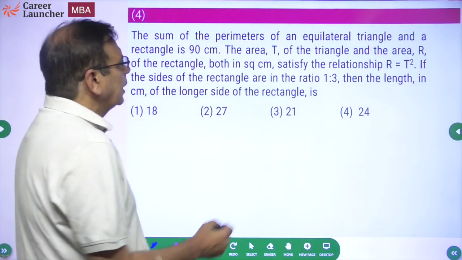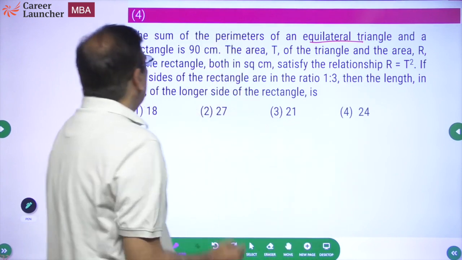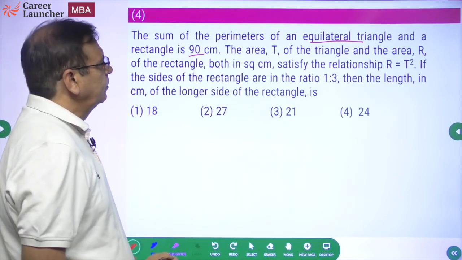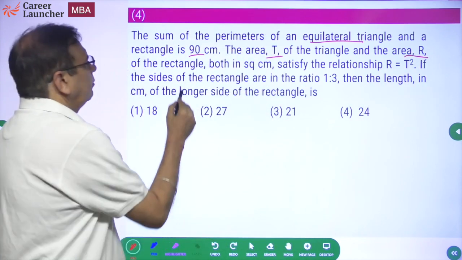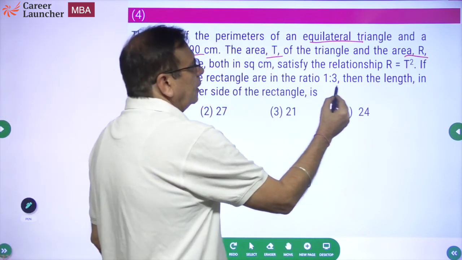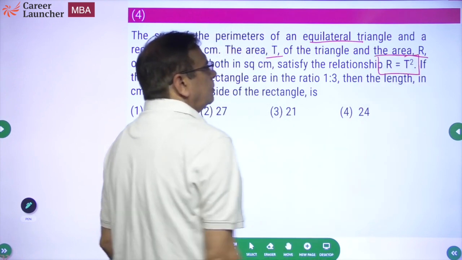Third question. The sum of perimeters of an equilateral triangle and a rectangle is 90 centimeters. The area T of the triangle and area R of the rectangle, both in square centimeter, satisfy this relationship.